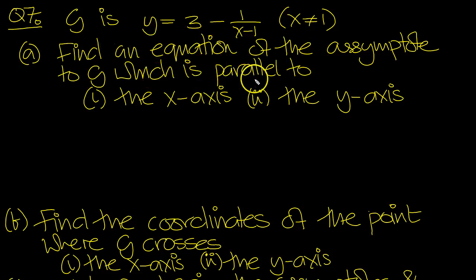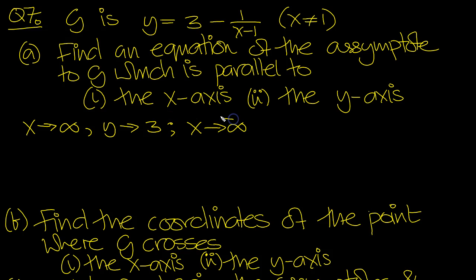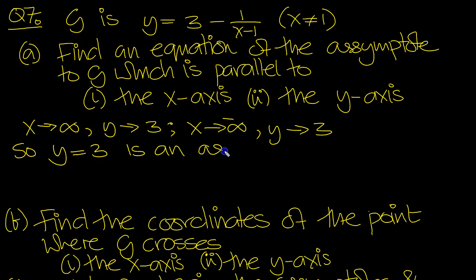First of all, the asymptotes parallel to the x and y axes. As x tends to infinity, putting in a large x, this will become increasingly small, so y tends to 3. And as x tends to minus infinity, again 1 over a large number will be very, very small, a very small positive, just above 3, so y tends to 3 again. So y equals 3 is an asymptote.